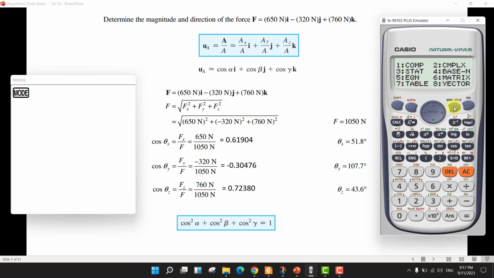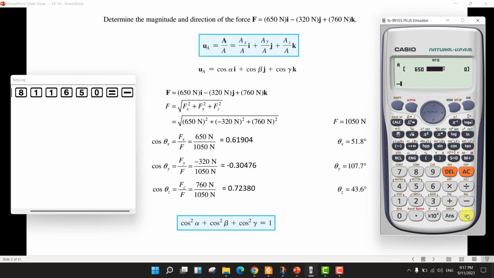For that we have to press the mode button, and then select option 8, which is vector. So I will press 8, and then in vectors we will select vector A, because we want to store this force F in vector A. So 1, and since this force F has 3 components, we will again press 1, and now we will enter the components of this force F. First is 650 equal, then minus 320 equal, and then 760 equal, and then we will press AC.